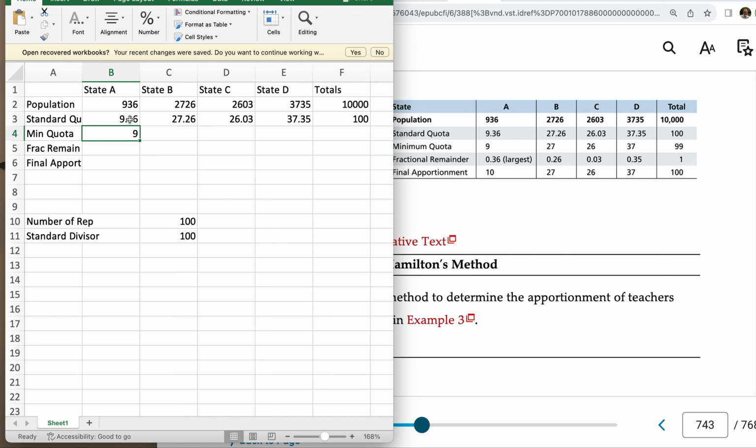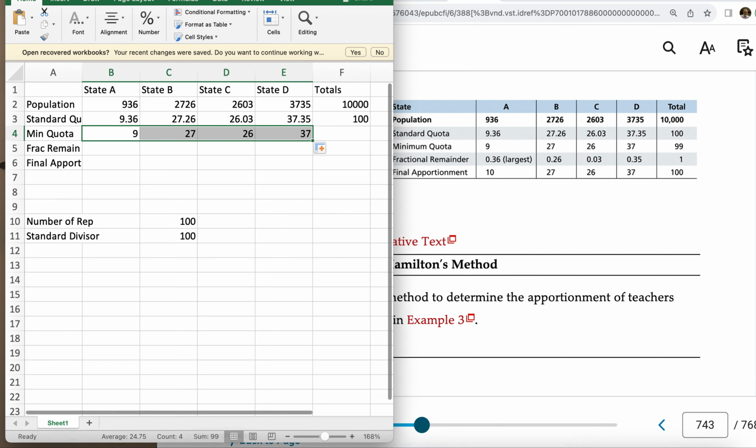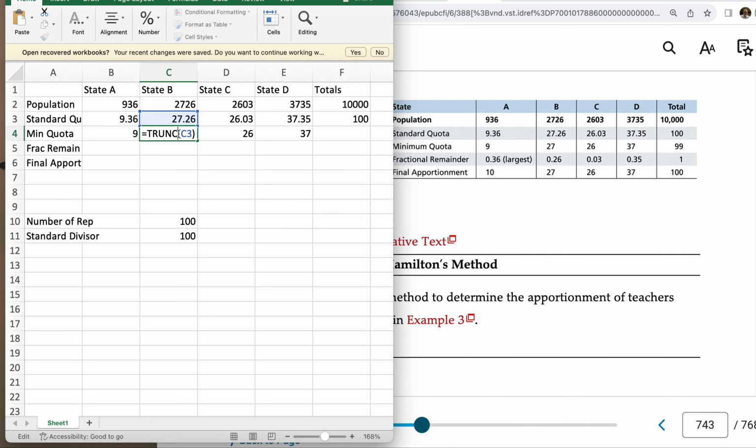And I want to do the same for each of these, so I'm just going to copy over by dragging across. So now you can see here, it says truncate C3. If I go click here, it says truncate D3, and so on. And here I want to add up these to see how many representatives are allocated. So that's the same process as this was, so I just copy it down. And it's allocated 99 of the 100 representatives. So we got 1 representative we need to give to somebody.